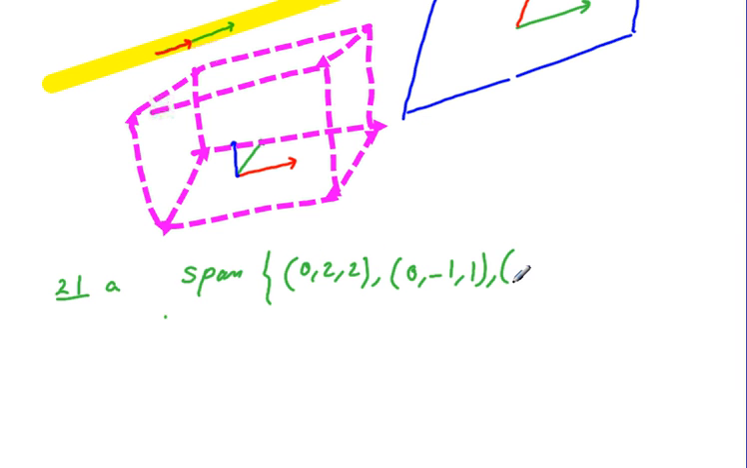So let's go to, say, the problem you were asking about, 21. Problem 21 has several components. The first of them is asking what is the span of (0, 2, 2), (0, -1, 1), (0, 0, 0).